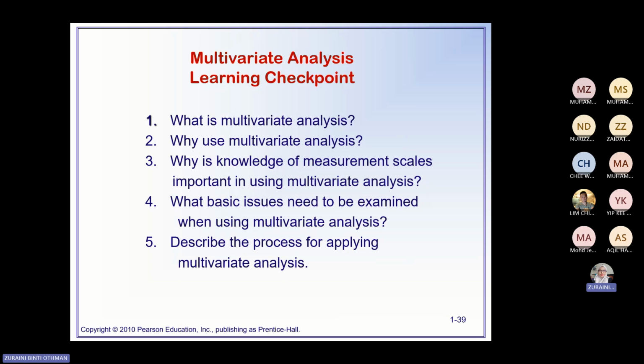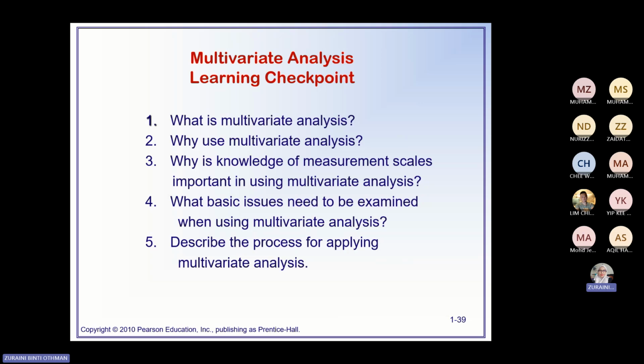What is the checkpoint? We have to know what is multivariate analysis, why we have to use this multivariate analysis. We want to know the relation kan kat situ. We want to know the most impactful. And the number 3 is what is knowledge of measurement scale important in using multivariate. Why is knowledge of measurement scale? Kenapa kita measurement scale tu penting? Sebab from the measurement scale we can determine what the technique that we are going to use.